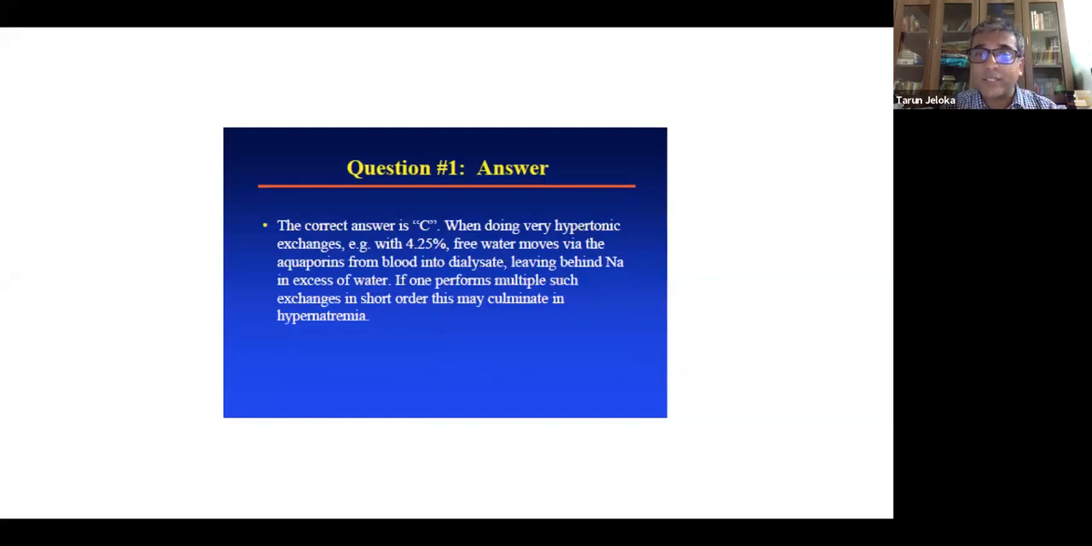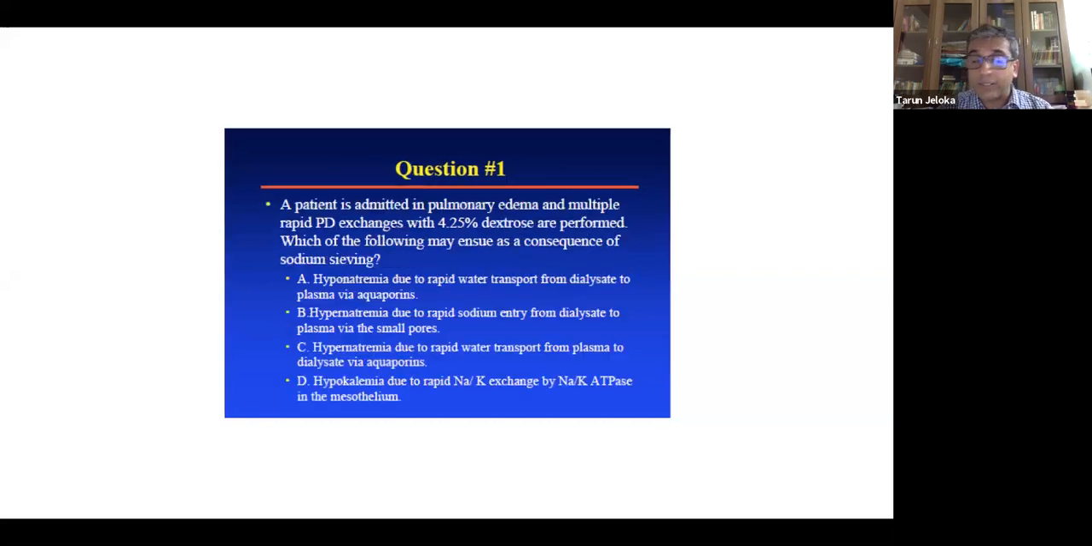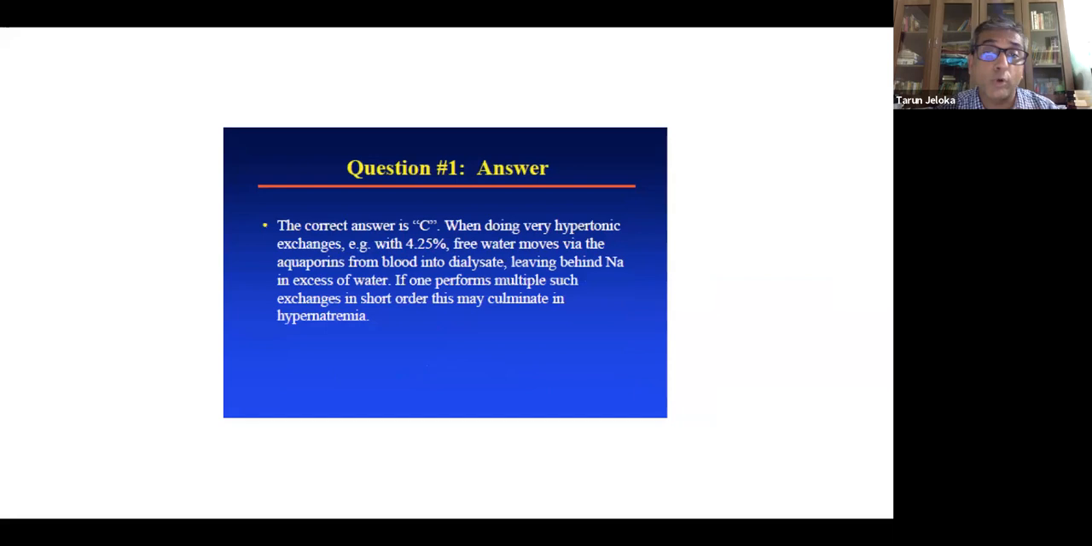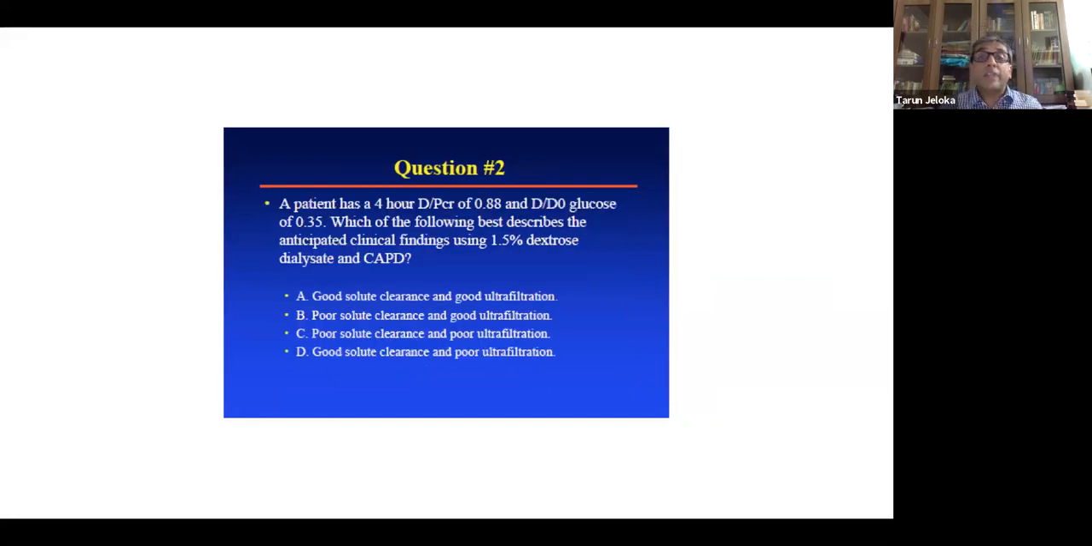The answer is C, which means there will be hypernatremia. Because of sodium sieving, water will move from the blood, from the plasma into the dialysate, so the concentration will increase in the blood. It will result in hypernatremia. I hope you all got it correct because the mechanism we have already discussed. Let's come to the last question.